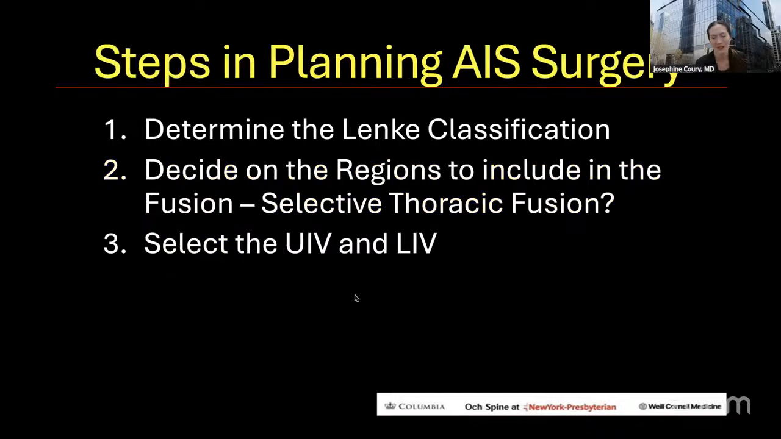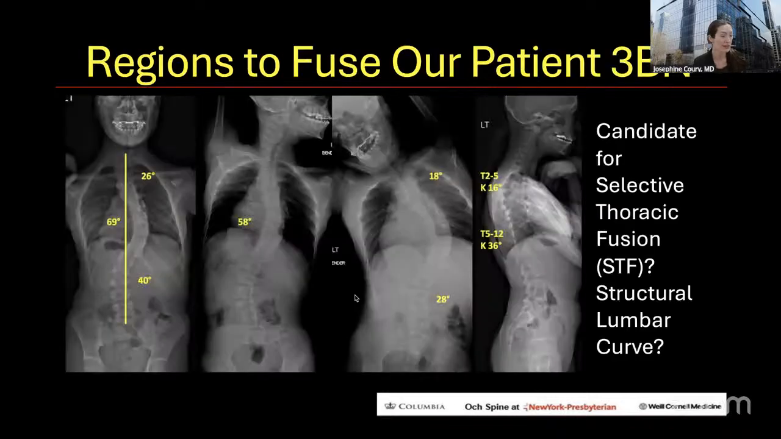So the general steps in planning AIS surgery: first, of course, is to determine the Lenke classification, which we just went over. Second is to decide on the regions to include in the fusion construct, the selective thoracic fusion, if that's possible. And then third, to actually go through the weeds and decide on which UIV and LIV you should select for your patient. So looking back to my patient, this Lenke 3BN that we just went over, would this patient be a candidate for a selective thoracic fusion?